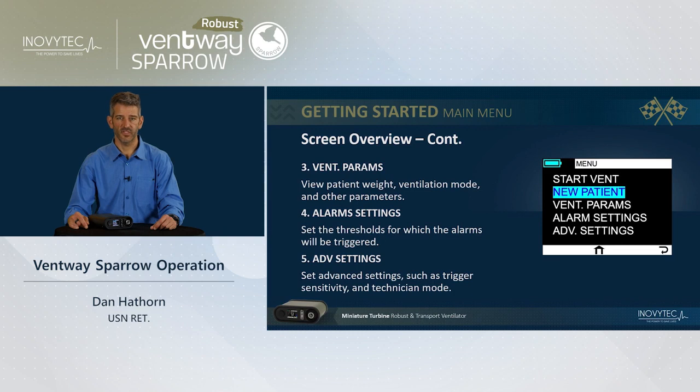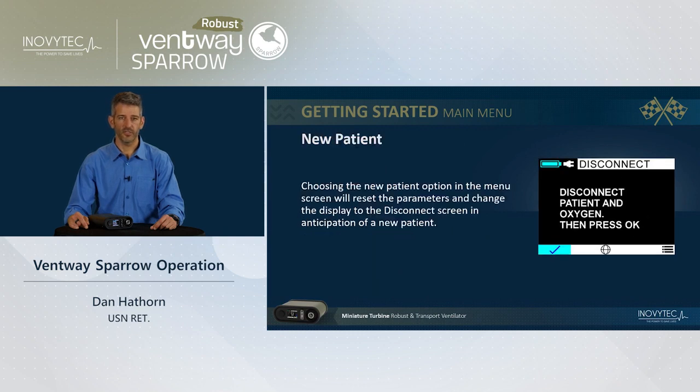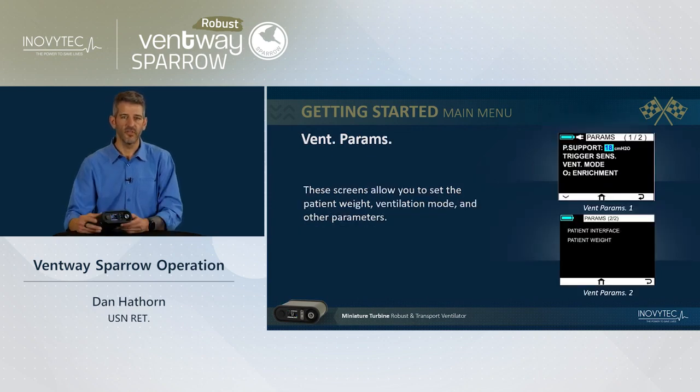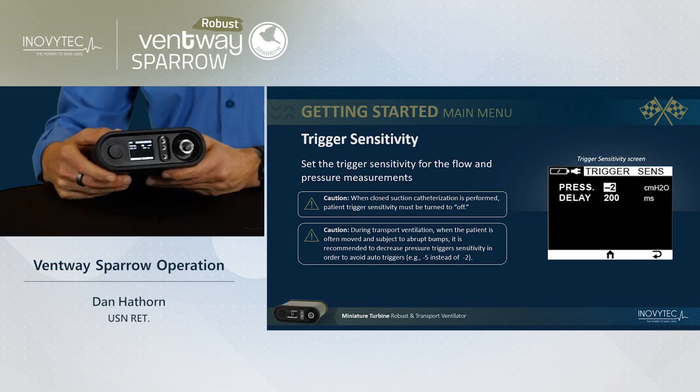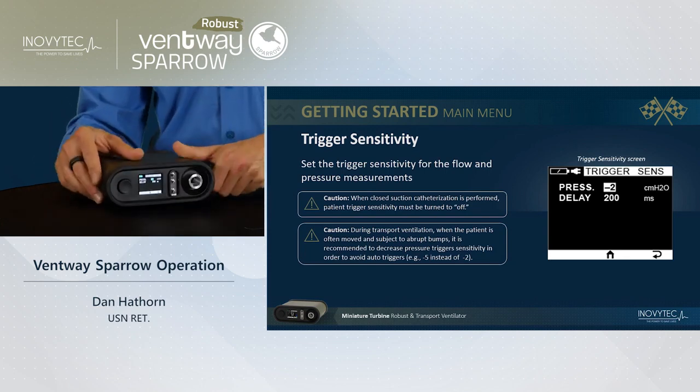5. Advanced settings. New patient. Choosing the new patient option in the menu screen will reset the parameters and change the display to the disconnect screen in anticipation of a new patient. Vent parameters. These screens allow you to set the patient weight, ventilation mode, and other parameters. Trigger sensitivity. Set the trigger sensitivity for the flow and pressure movements.